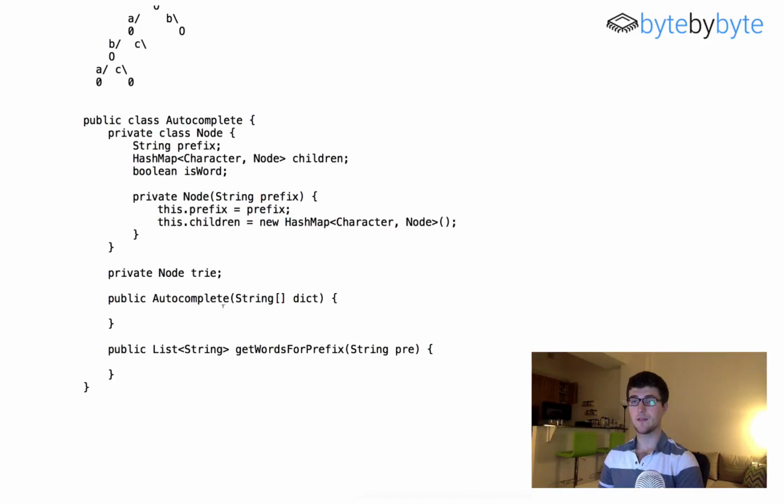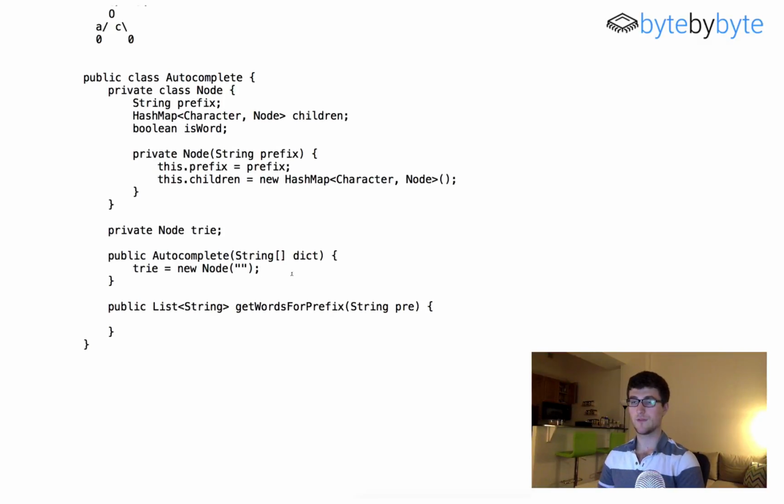Now here for our constructor, I'm going to implement a method that's just going to insert a string into the trie. That way our constructor is just going to loop through all the strings and insert them all into the trie. So first, our trie is going to be equal to a new node, and that's obviously the empty string at this point. So there's no prefix there.